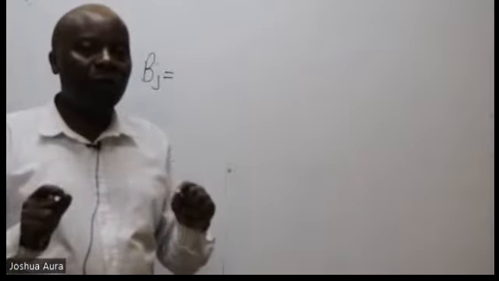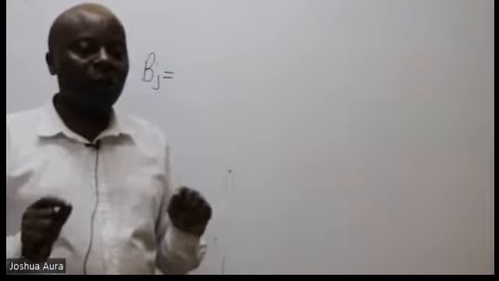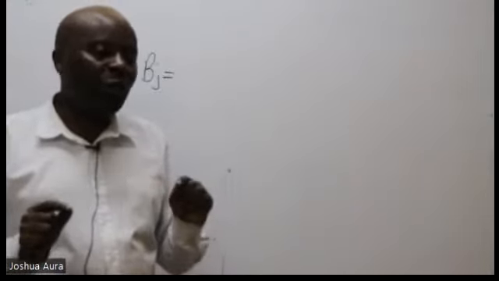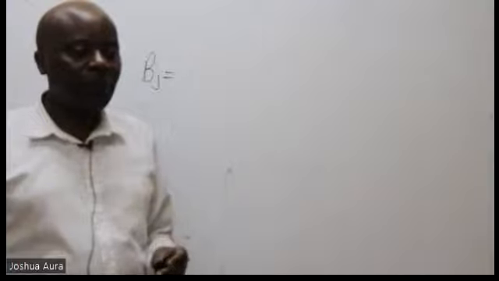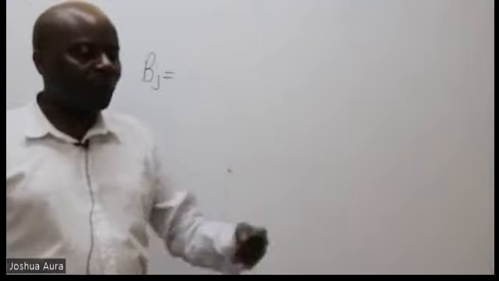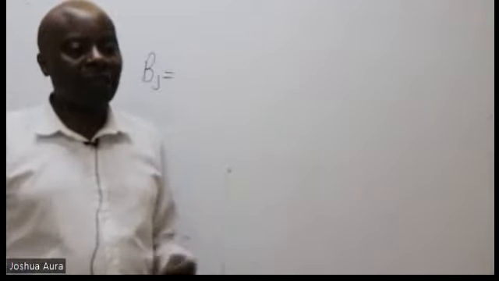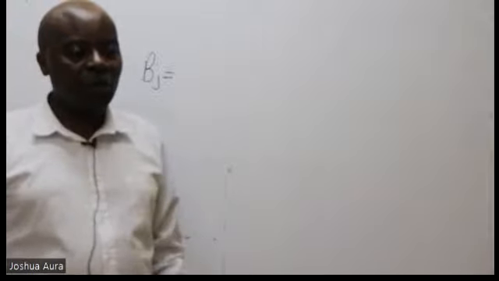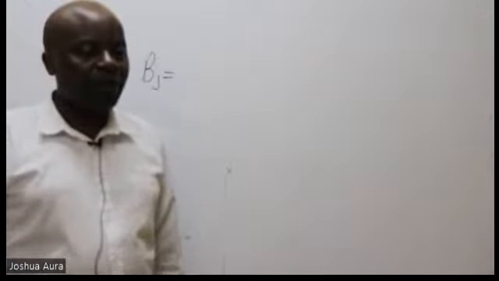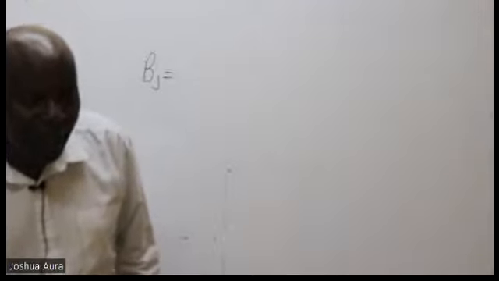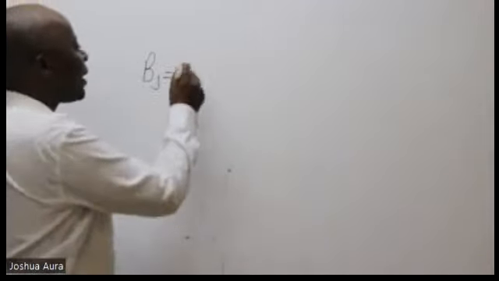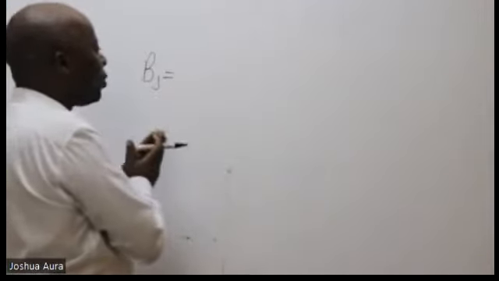Is there somebody who can remind us the formula of computing beta J? Anybody who can try remembering this formula so that we can give them a present? Remember, the ones who keep on talking to me have to get something at the end of the day. Beta J equals who? They're telling me it is covariance. I have to relate my security with the market.